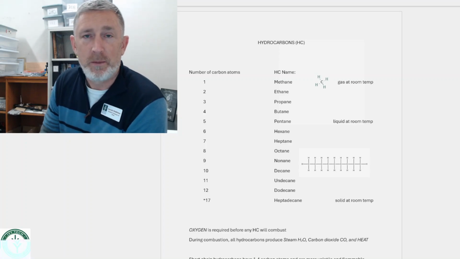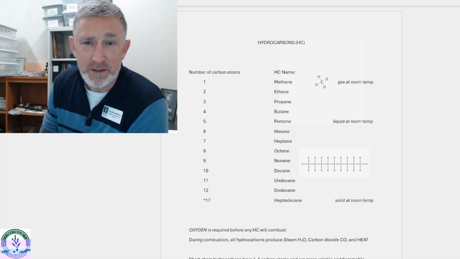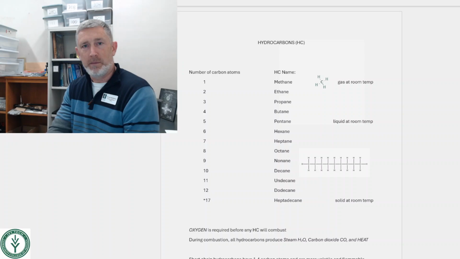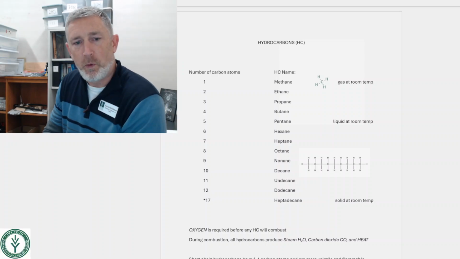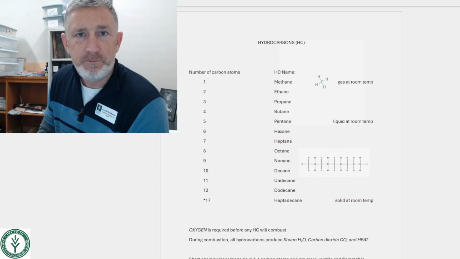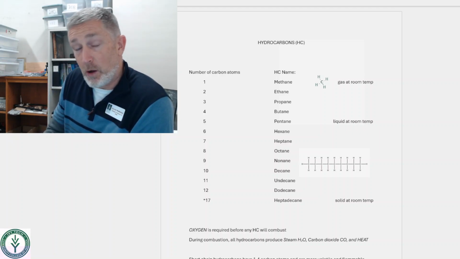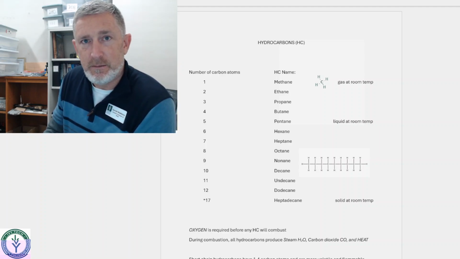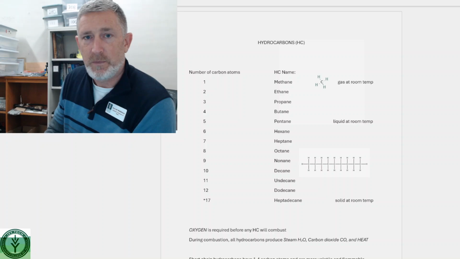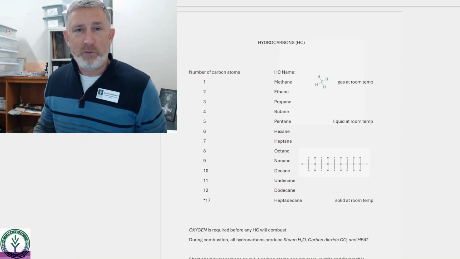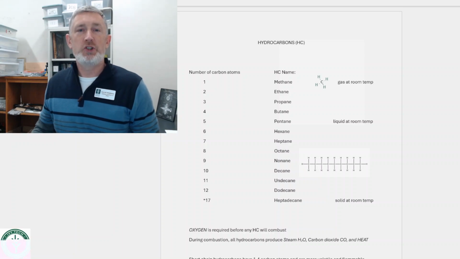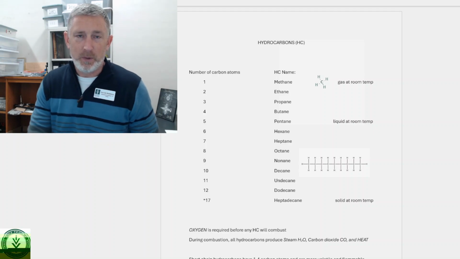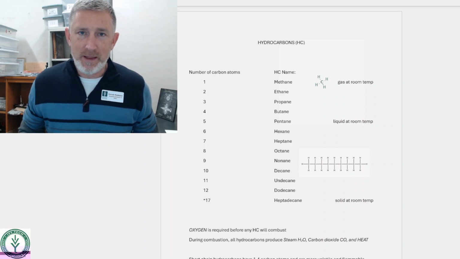So yes, the hydrogen are important, but that's not why we put the list together. This list is by carbon atom number. So this list goes from 1 to 12 and then jumps to 17. Why I decided to jump all the way to 17 was because at 17 carbon atoms, we now have what we can refer to as a long chain hydrocarbon. So these are all hydrocarbons, but at 17 carbon atoms, that's a long chain.